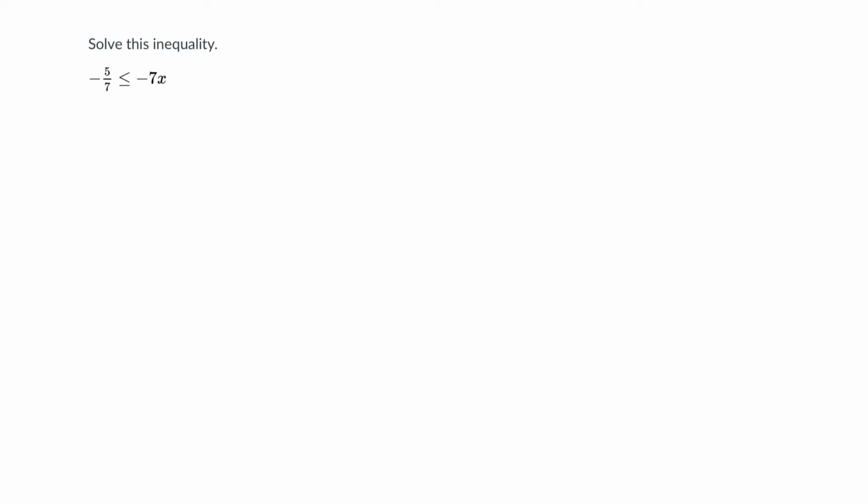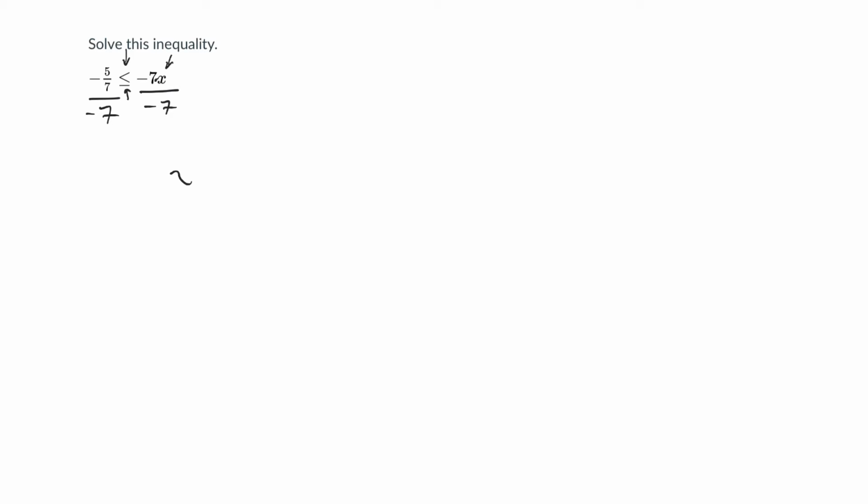All right, here's a question where you're asked to solve this inequality, solving for a range of numbers. So I need to isolate x. Now, since negative 7 is multiplying the x, I can divide both sides by negative 7. So I'll divide this side by negative 7, divide this side by negative 7. When you divide by a negative and you have an inequality, you have to change the direction of that inequality.